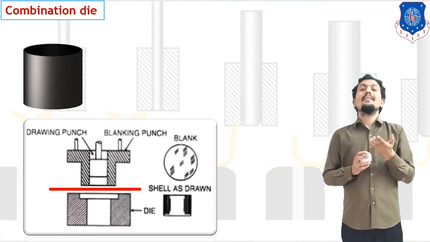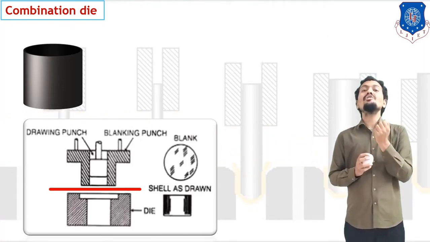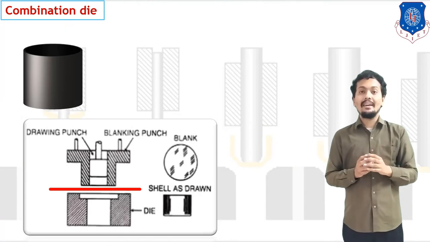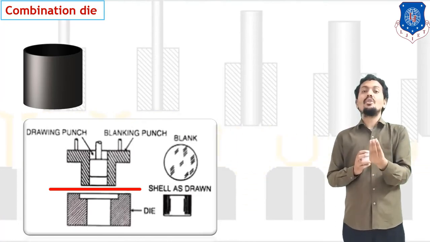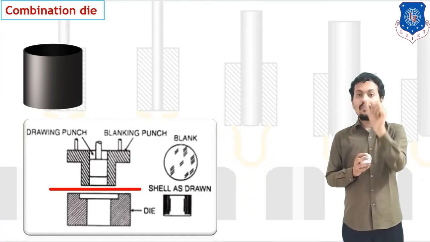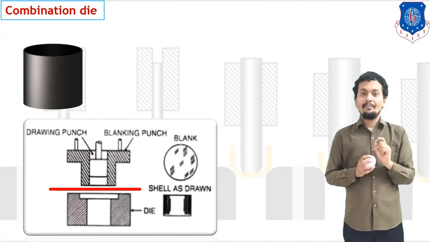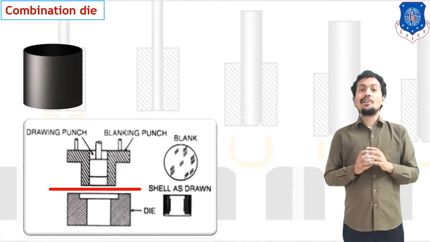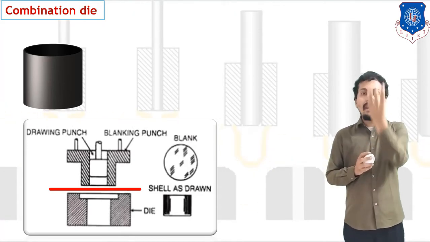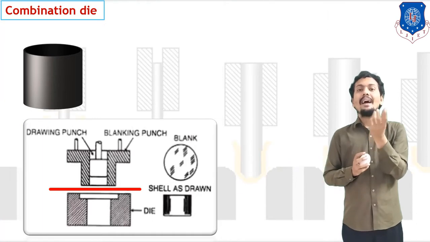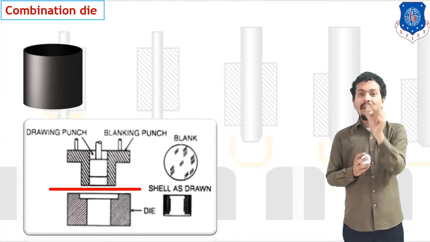So here what happens, first of all you have to put your sheet metal below our punch, and after that, with the help of the drawing punch or inner punch, we can make our metal flow in the die cavity. So here two punches are used. It means with the help of one punch we can cut or blank our sheet metal, and with the help of the second punch we can make our metal flow in the cavity, right?